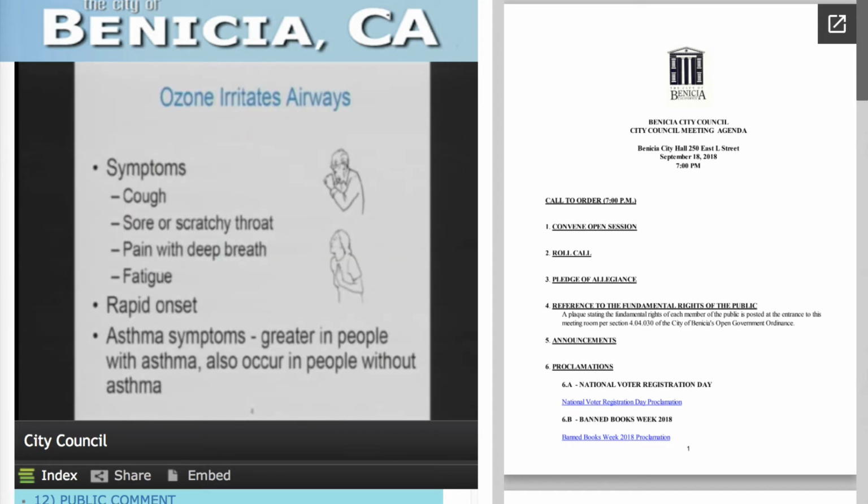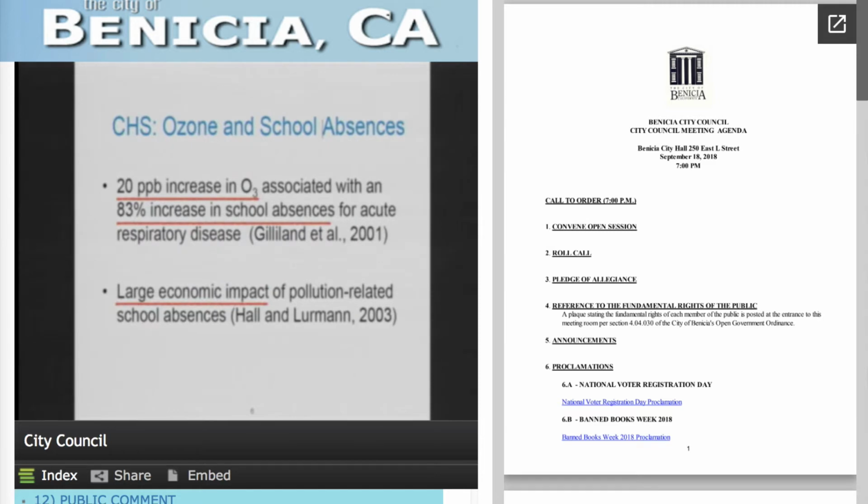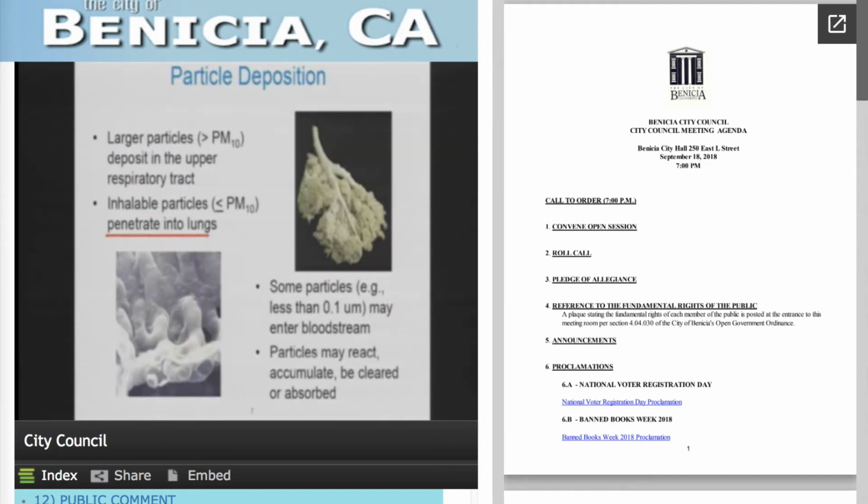The symptoms are cough, sore, scratchy throat, etc., and asthma symptoms. This slide provides more detail on short-term ozone exposure and the respiratory effects. These studies found that an increase in ozone resulted in an 83% increase in school absences.